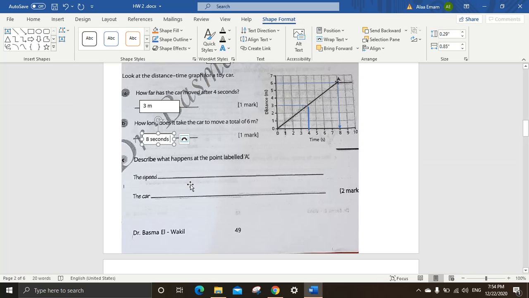All right, describe what happens at the point labeled A. Now at this point we can never mention that the speed is increasing or decreasing, because this is actually only a point. A point means one number, or one status. So at point A, what happens exactly? The car is stopping, right? It actually stops, so the speed here is only 0 meters per second.